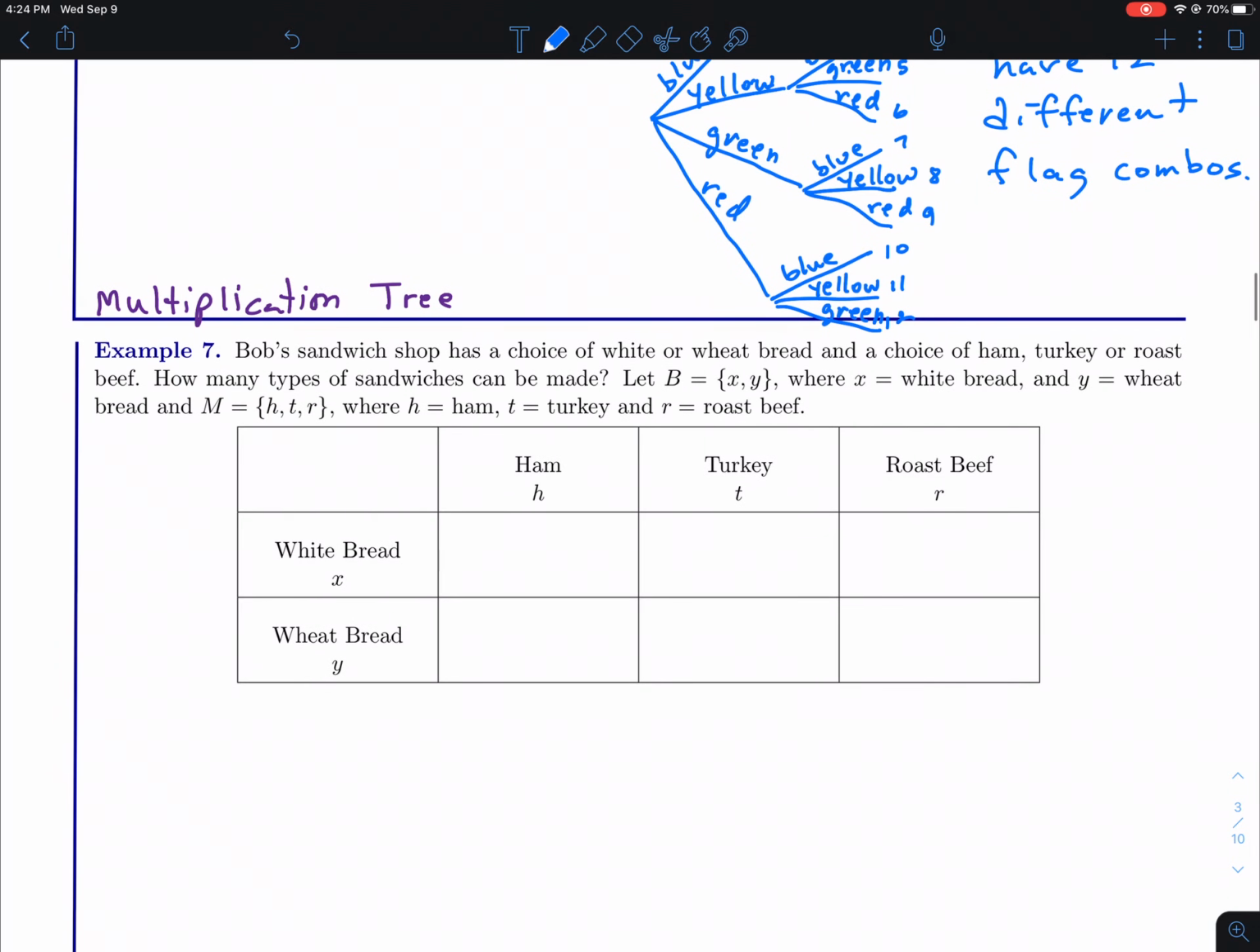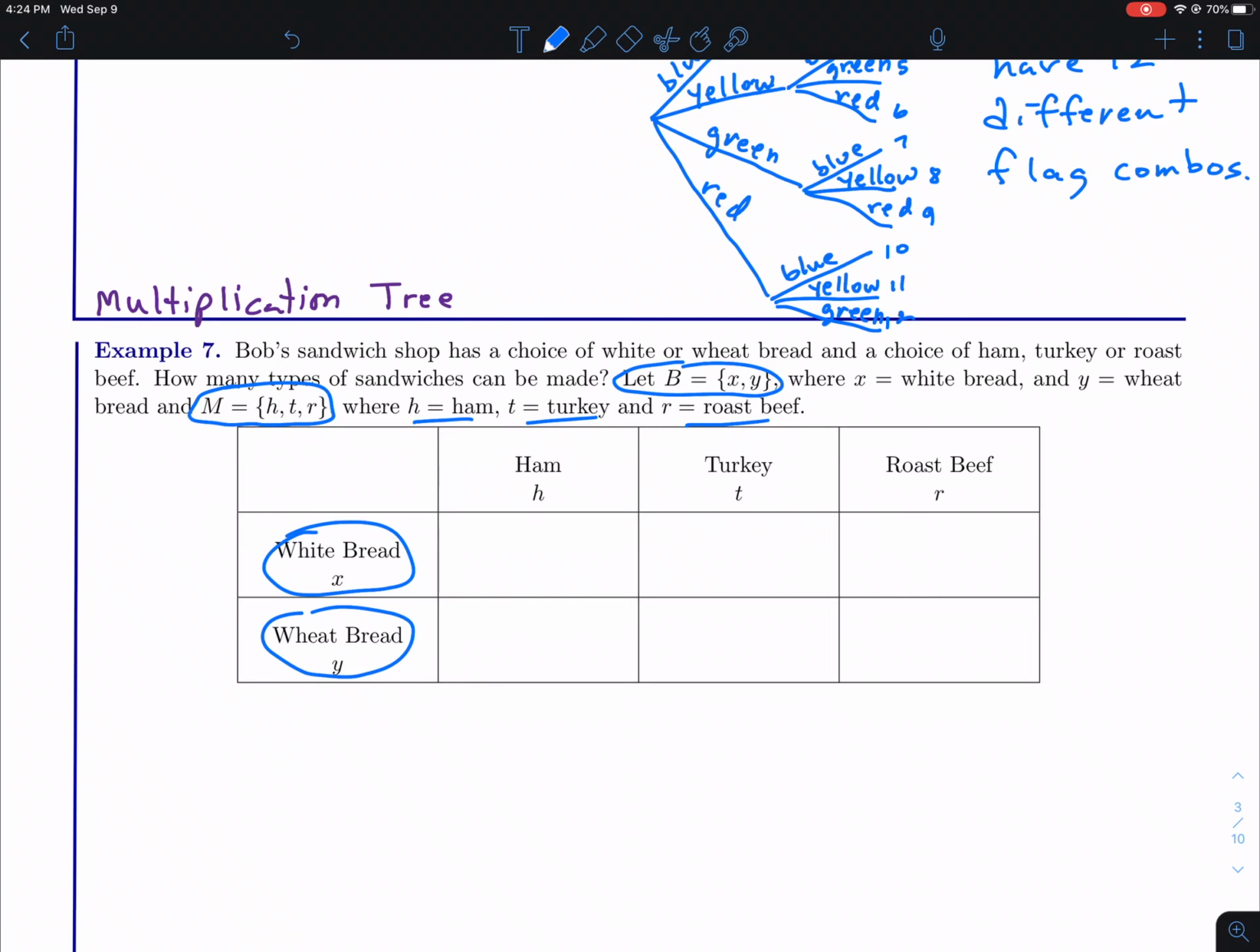So this one's, we've got Bob's Sandwich Shop has a choice of white or wheat bread, a choice of ham, turkey, or roast beef. How many types of sandwiches can be made? So in this case, we're letting B be the set of breads. So in this case, we're calling X white bread, and we're calling Y wheat bread. And then for M, the set M, we're calling like the different lunch meats. So in this case, we've got H, T, and R. So where we've got H is ham, T is turkey, and R is roast beef.